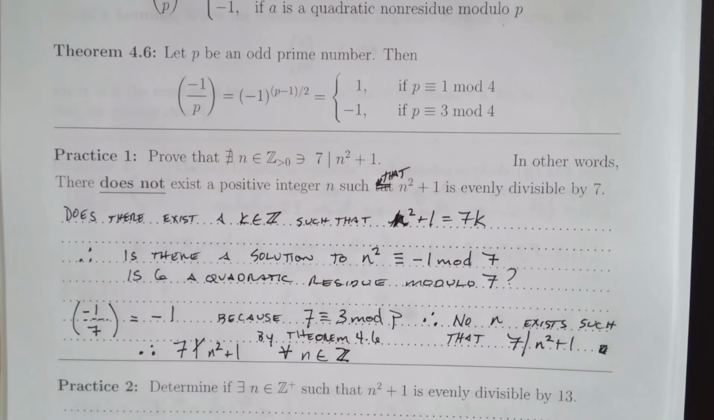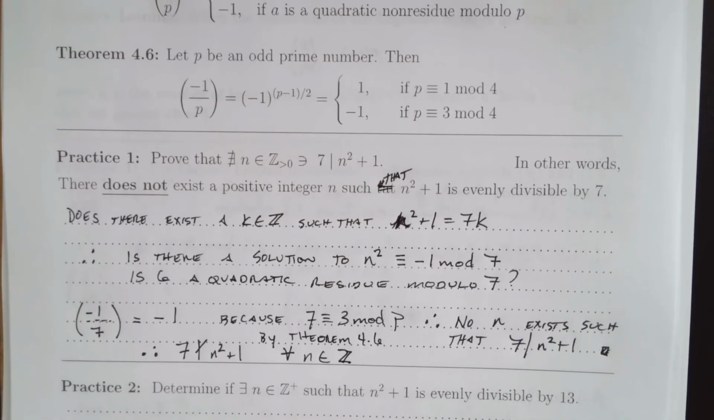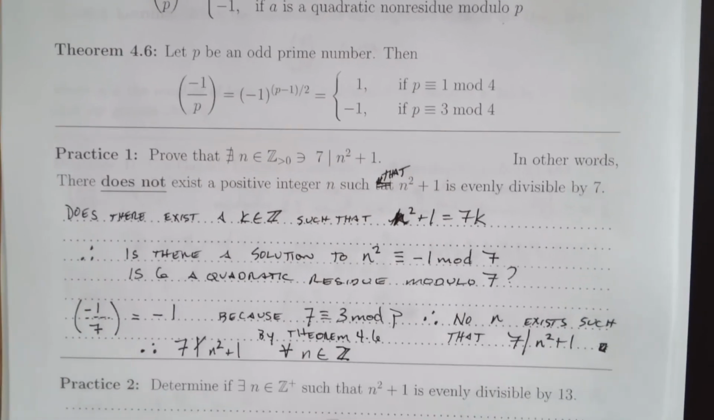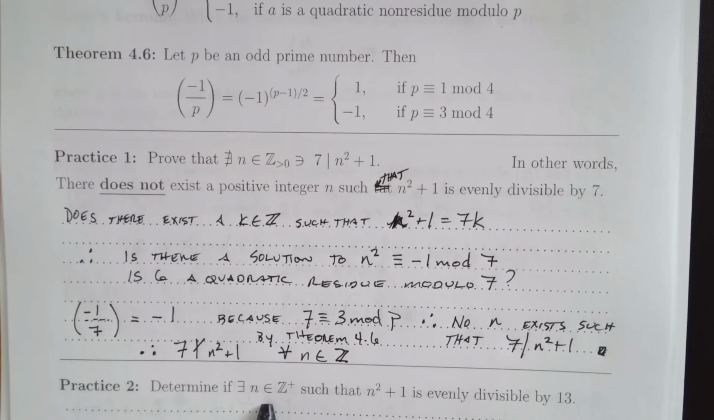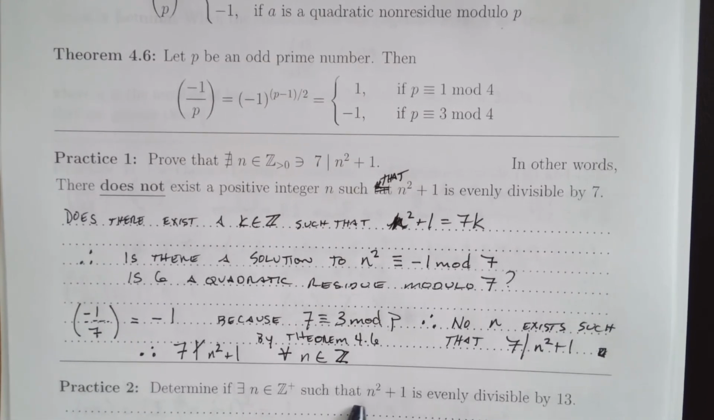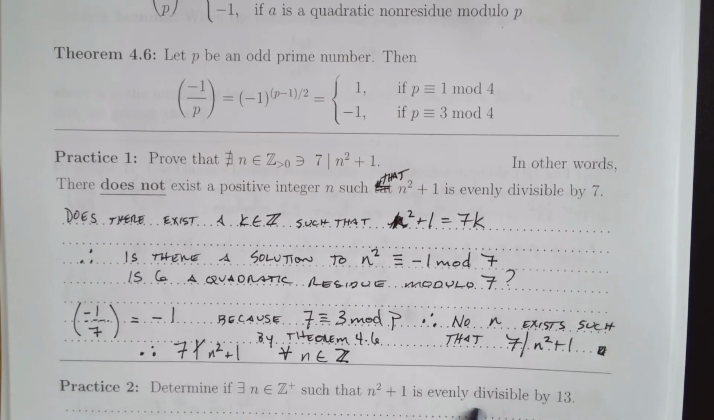So this is kind of an approach to a proof type problem, and in our next video we will determine if there exists an n in the set of positive integers such that n squared plus 1 is evenly divisible by 13.